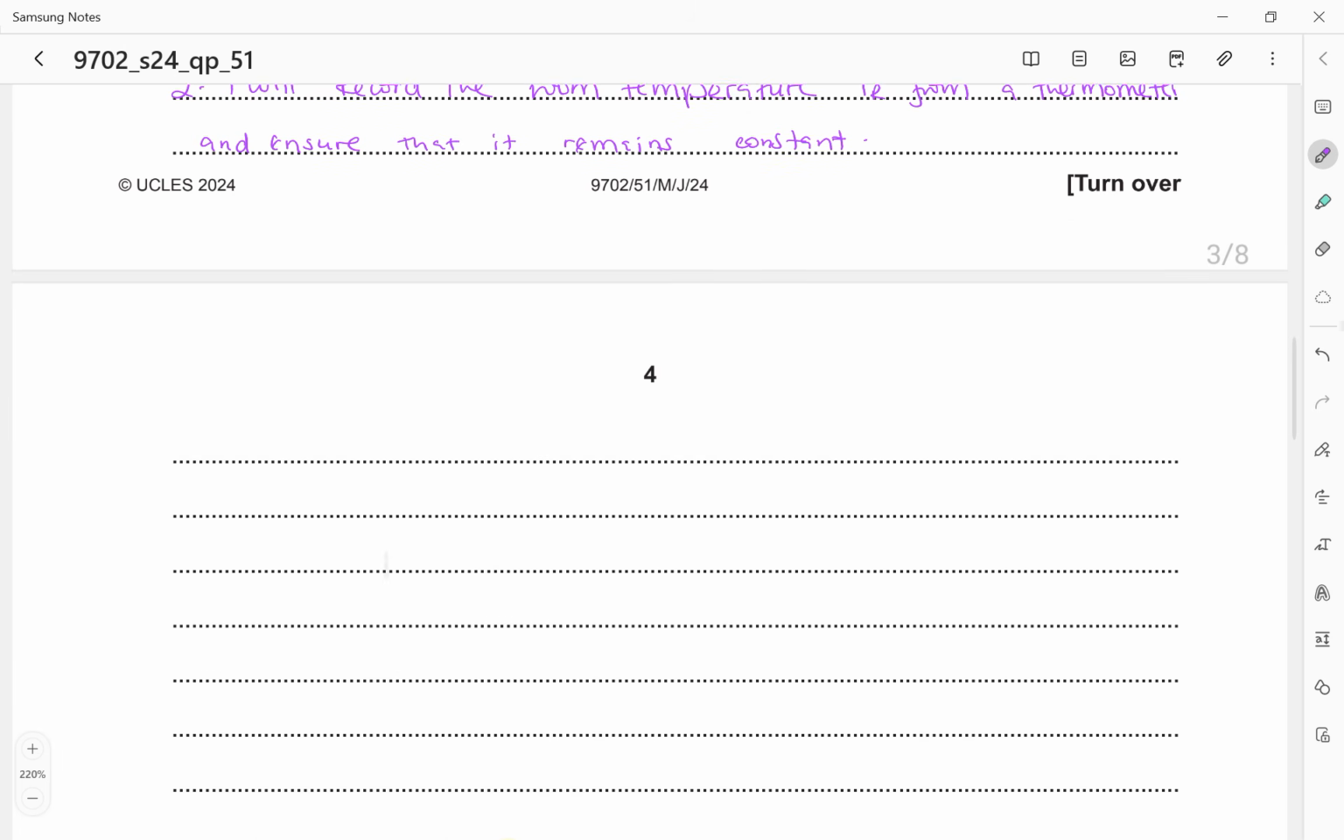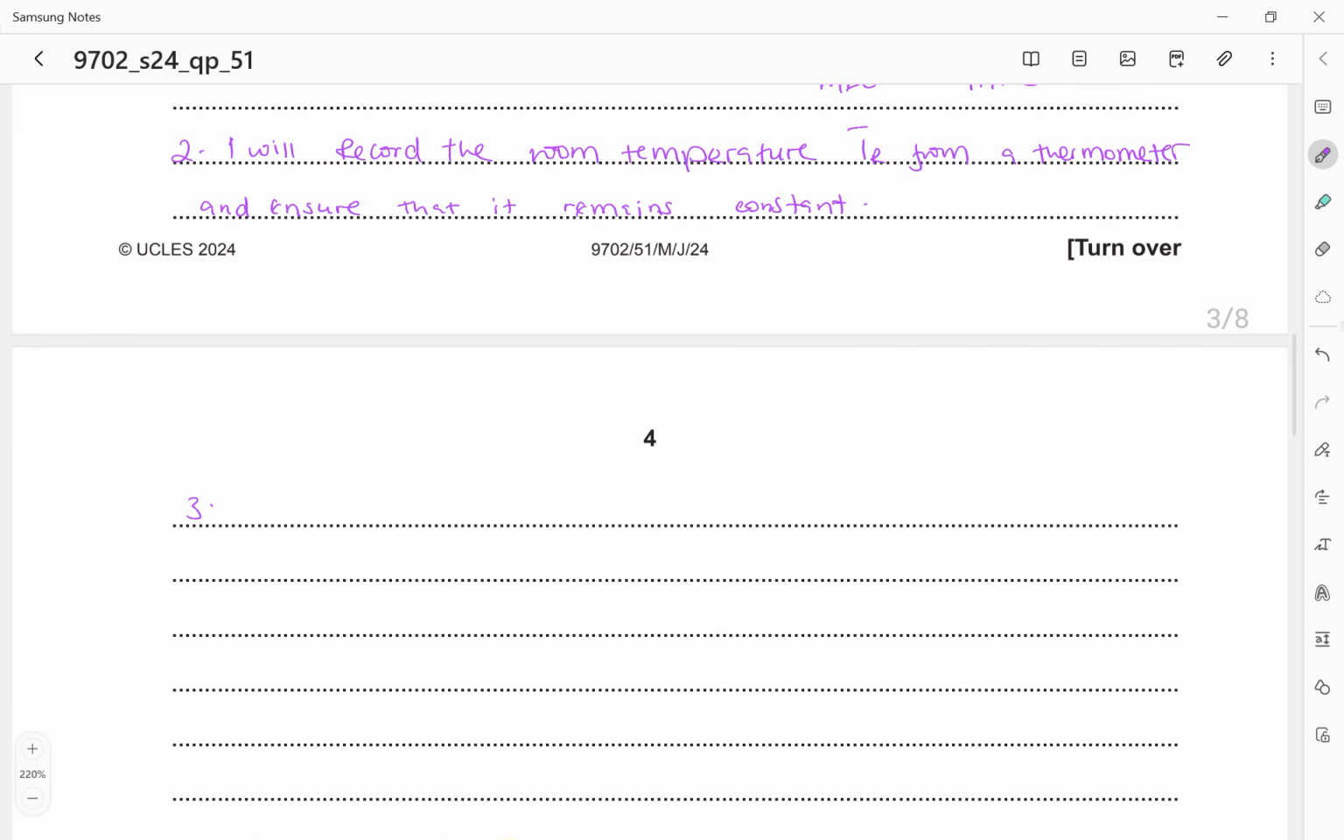Okay, then step number 3, I'll measure and record the mass M of the cylinder using a top pan balance.